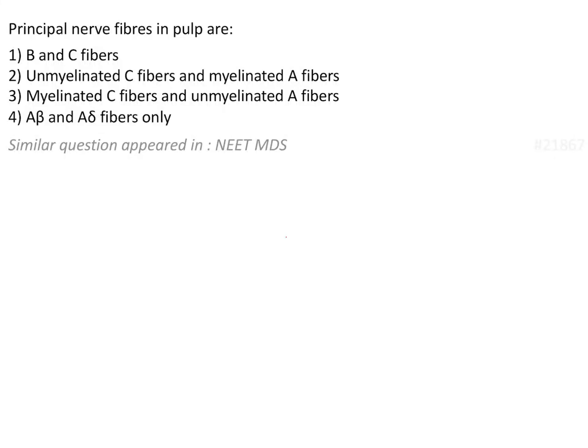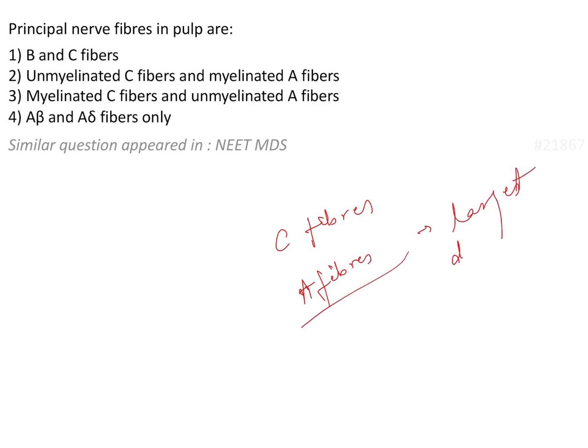Principal nerve fibers in pulp are: B and C fibers, unmyelinated C fibers and myelinated A fibers, myelinated C fibers and myelinated A fibers, and A beta and A delta fibers only. So the pulp nerve fibers are C fibers and A fibers. A fibers are the largest diameter nerve fibers.